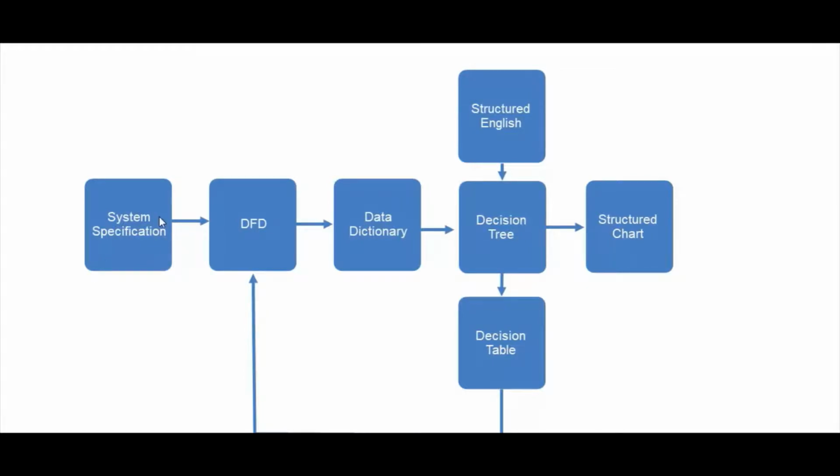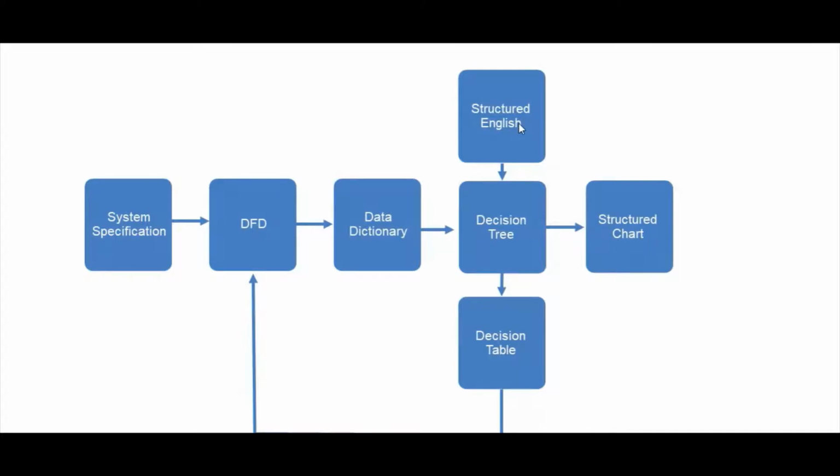What input is needed by the system, how to generate an output, and what the process is, that is called the system specification. Once we know the system specification from the feasibility study, we will start drawing the data flow diagram. Once the data flow diagram is drawn, in parallel the data dictionary will also be formed. The data dictionary contains the data about the data, that is, what a data element is, what a data structure is, and what the whole entire component of the data is.